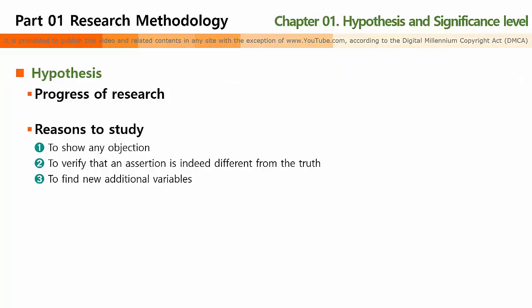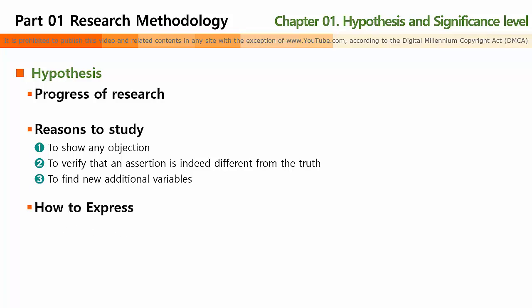The first thing to learn is a hypothesis. The process of research is the process of collecting data about a fact or phenomenon, and then obtaining the rule or result inherent in that fact or phenomenon. This is the reason for doing research. In other words, the first is to show some objection. The second is to verify that the researcher's claims are different from the actual fact. And the third is to find any new variables.